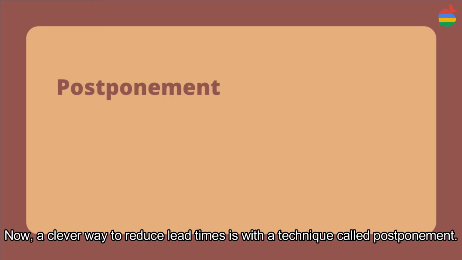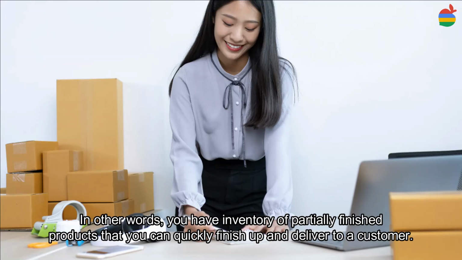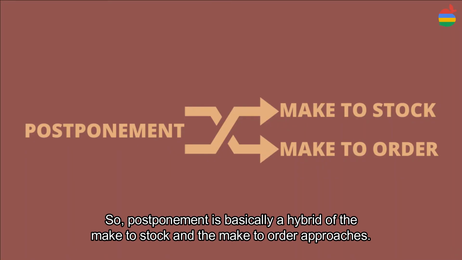Now, a clever way to reduce lead time is with a technique called postponement. That means you start work on a product that has a long lead time, but you wait until you have a customer order to do the final assembly. In other words, you have inventory of partially finished products that you can quickly finish up and deliver to a customer. So, postponement is basically a hybrid of the make-to-stock and the make-to-order approaches.